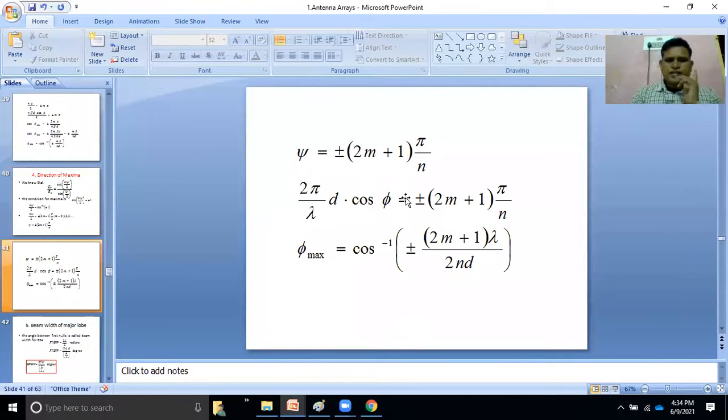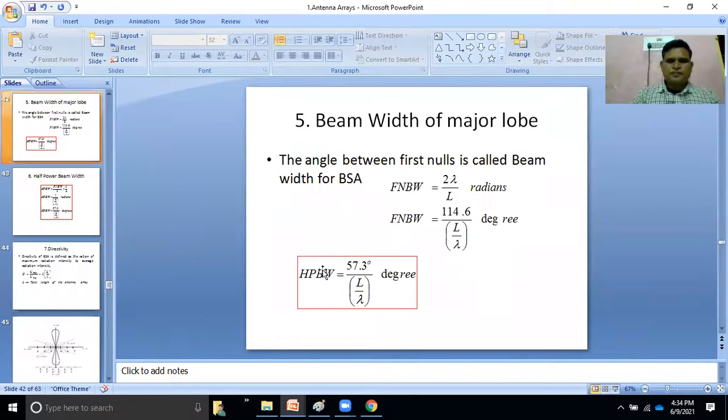Now simplify this equation by substituting this ψ value. ψ is equal to βd cos φ, where β is 2π by λ. Here for the direction of maxima, we get this expression. If you substitute different values of d, we can calculate the φ maximum value.